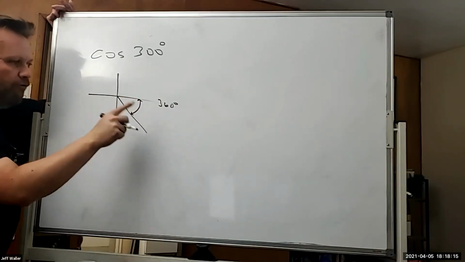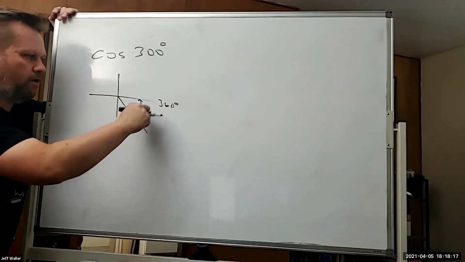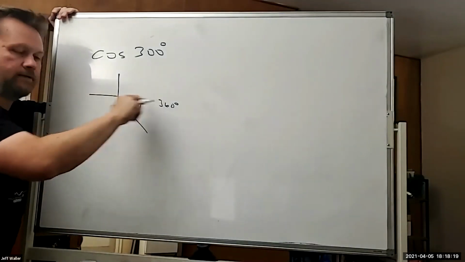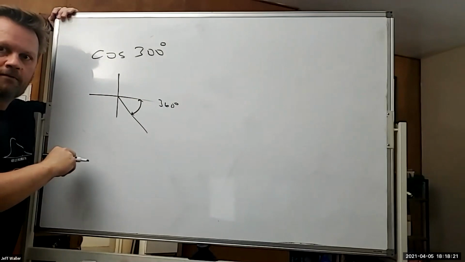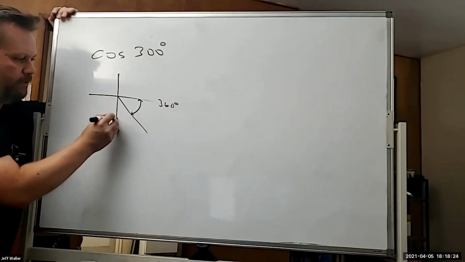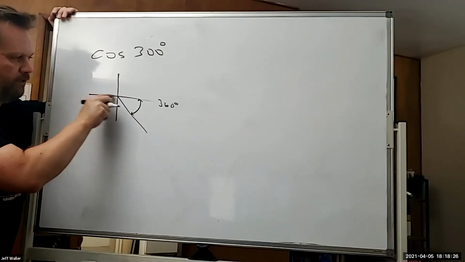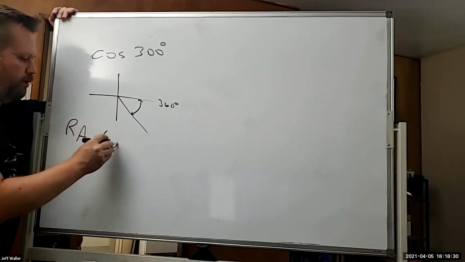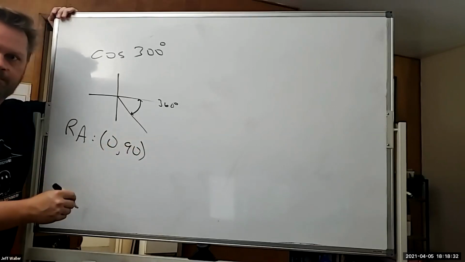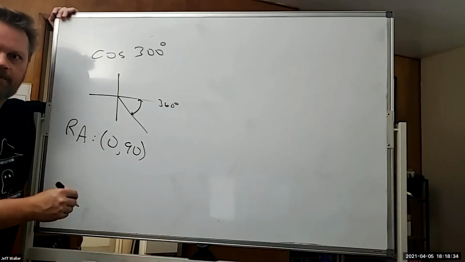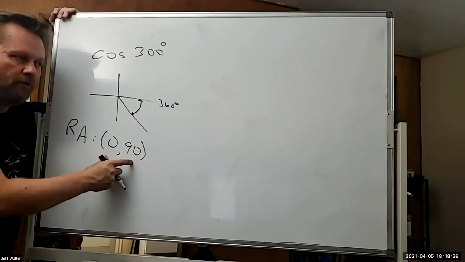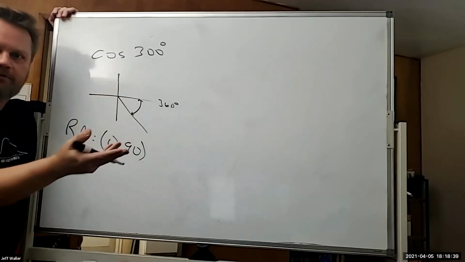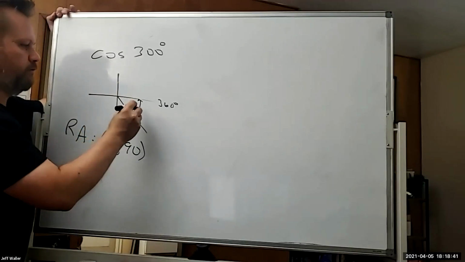So reference angles are always the closest approach to the x-axis. Once I'm past here, I'm going to reference it to this. So reference angles are always between 0 and 90. And that's why we only have to memorize stuff in the first quadrant, because it goes from 0 to 90. So this reference angle is 60.